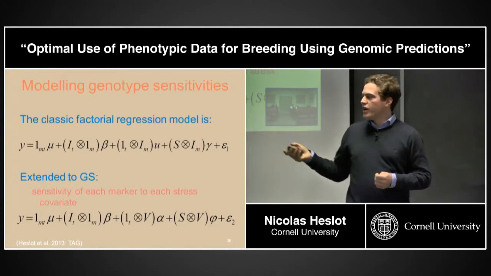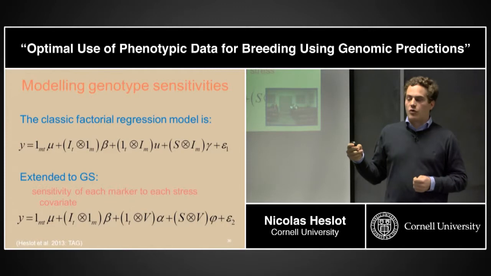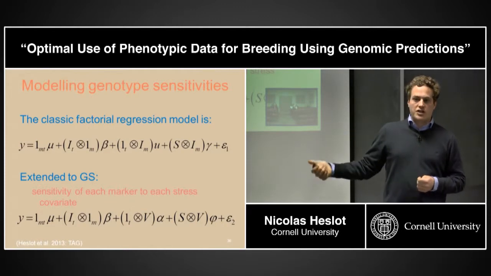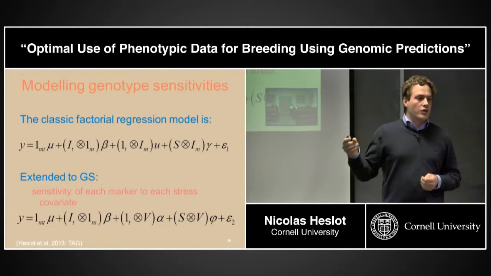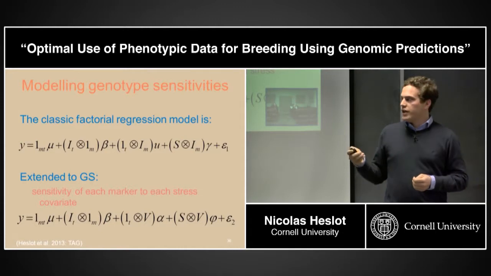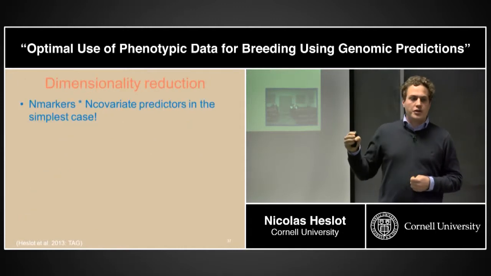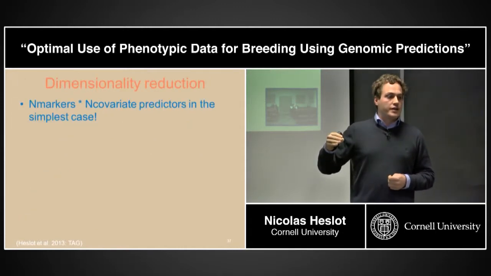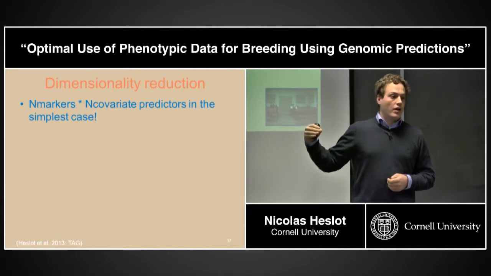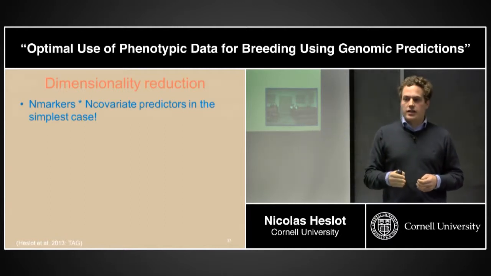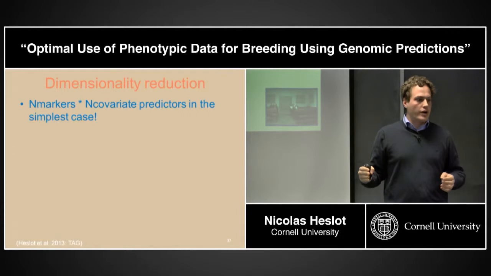So it's a pretty appealing model, but in practice, it's almost never been used with more than one stress covariate, and usually only for QTL mapping, because the problem is extremely high dimensional, since you have as many predictors to calculate as you have markers. So if you have high marker density and a number of covariates, it blows up pretty quickly.